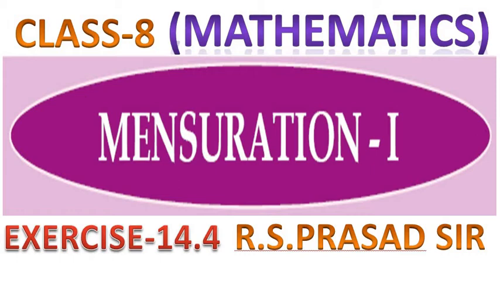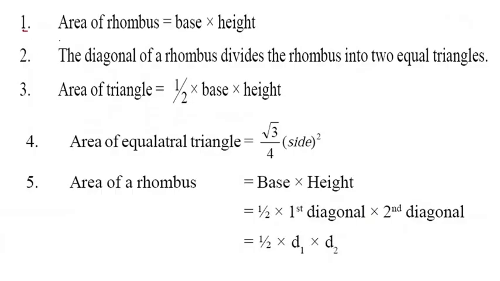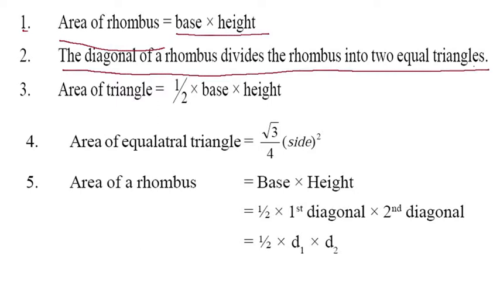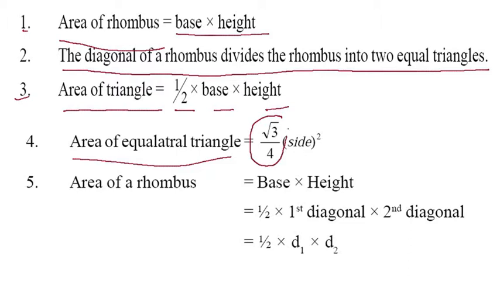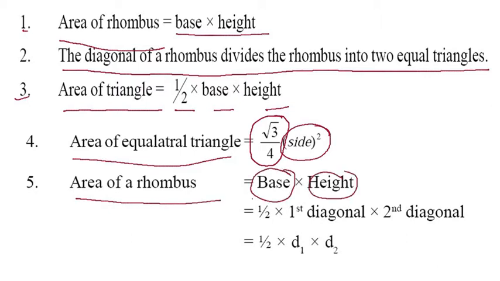Let us start. What will be your exercise? So first, area of rhombus, that is base into height, and here is the diagonal of a rhombus. Divide the rhombus into two equal triangles. Now third one is the area of triangle, that is half base into height, and area of equilateral triangle, that is root 3 by 4 into side square. Now area of rhombus is base into height, and 1 by 2 first diagonal into second diagonal, and here we can say it is 1 by 2 into d1 into d2.